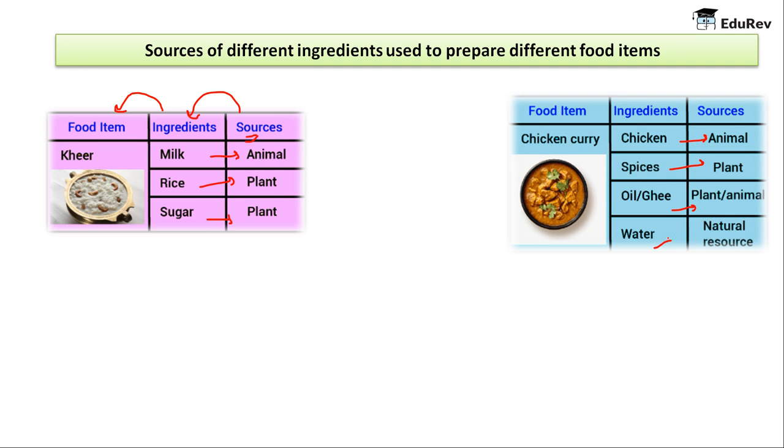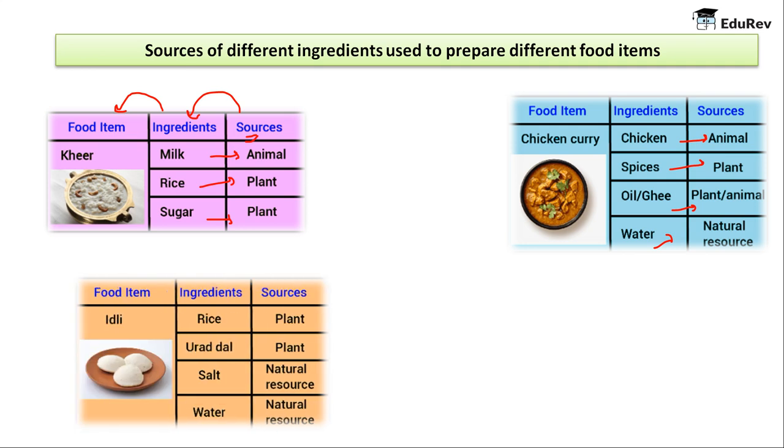Water is an example of a natural resource. It is available from nature. It comes from nature. So, water is an example of a natural resource.